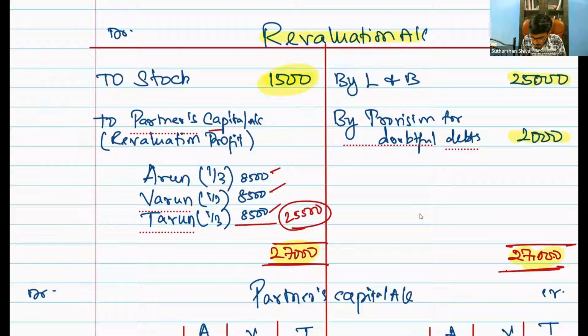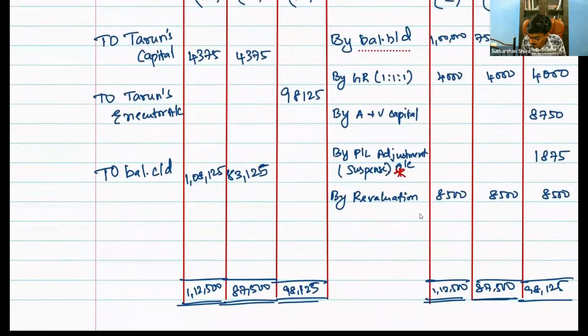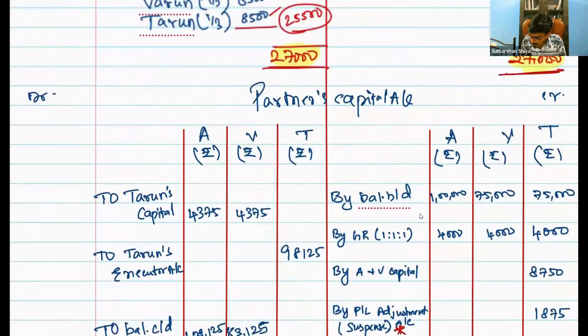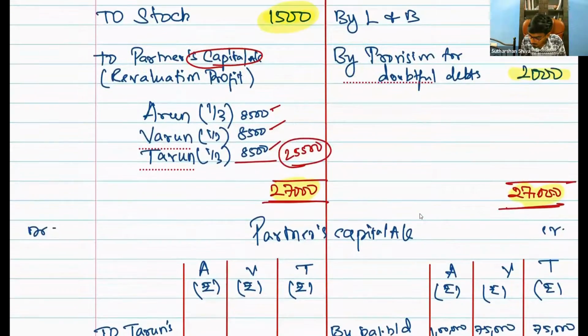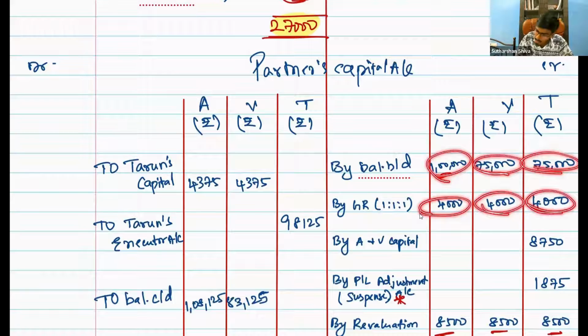This will be transferred to the partners' capital account. So in the partners' capital account, you will record 8,500, 8,500, 8,500. Then you will record the partners' capital opening balance. The general reserve you will bifurcate equally. That's it. Remaining, we will need to go over in a working note.